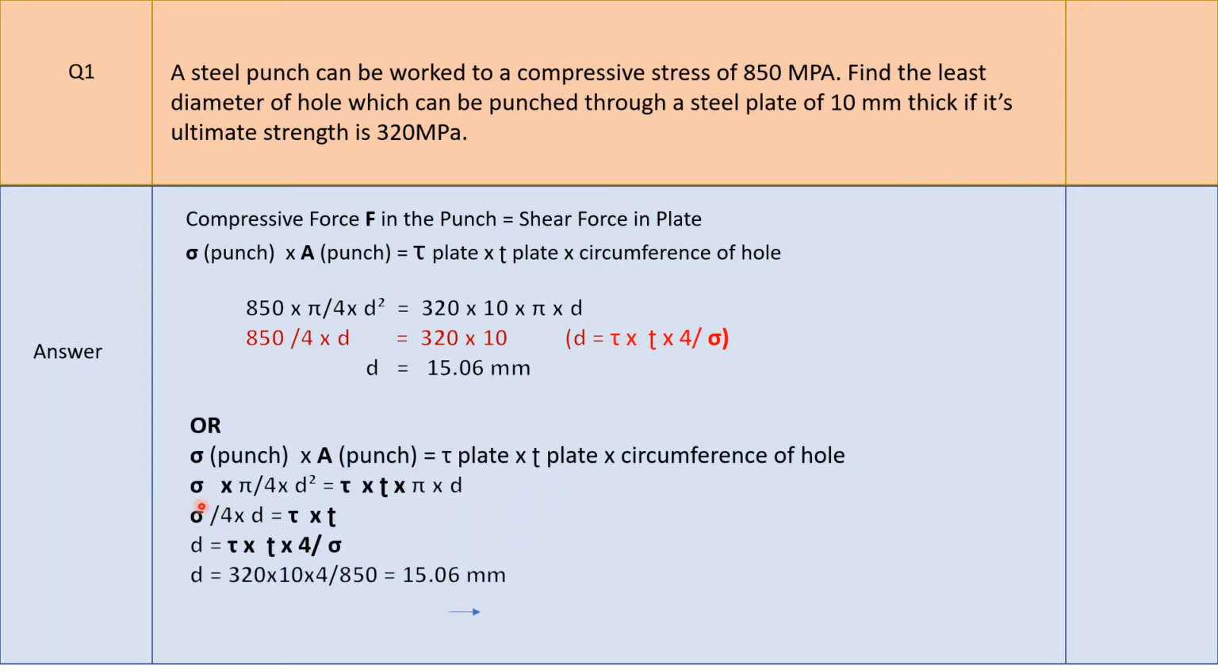Or here I am substituting sigma of the punch as sigma, area as π by 4 d², tau of the plate as tau, thickness of the plate as t, and circumference of the hole as π d. When this π d gets cancelled, on this side it is sigma divided by 4 into d, since one π and one d get cancelled, and on the other side it is only tau into t. So d will be equal to tau of the plate into thickness of the plate into 4 divided by compressive stress of the punch, sigma. Substitute the values. Tau is 320. This is the shear stress.